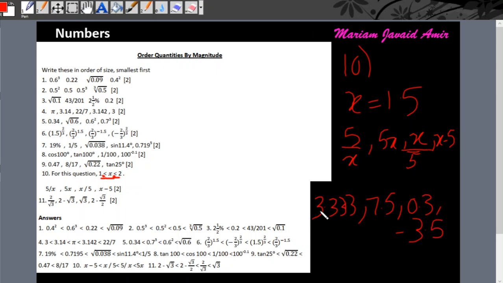So these are the numbers I get after substituting x as 1.5. We have to start with the smallest. So the smallest number is minus 3.5, which is from this value. So the smallest value is this, yes. And after that, it should be 0.3, which is x by 5. So we'll write x by 5 after that. And then the next one is 3.3333, so that's 5 by x, and then 5x. You may just use commas, and you don't have to use this symbol if you don't feel like it.